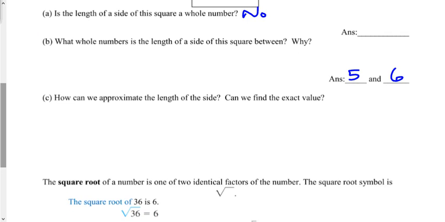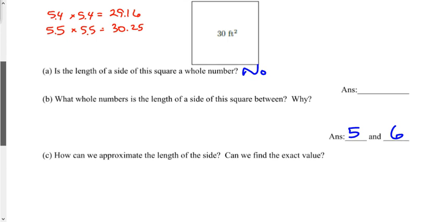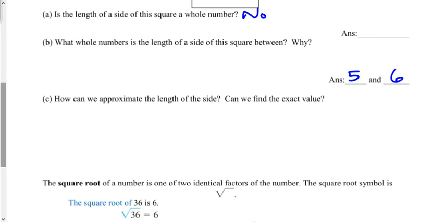Okay? And how do we find the value? Well, I just kind of made some guesses. I said, let's check 5.4, and we found out it's too little. So I said, let's check 5.5. We found out it's too big. So it's got to be somewhere in between. But 5.5 is pretty close. Right? 5.5 is probably a little closer than 5.4. So I'll go with that.